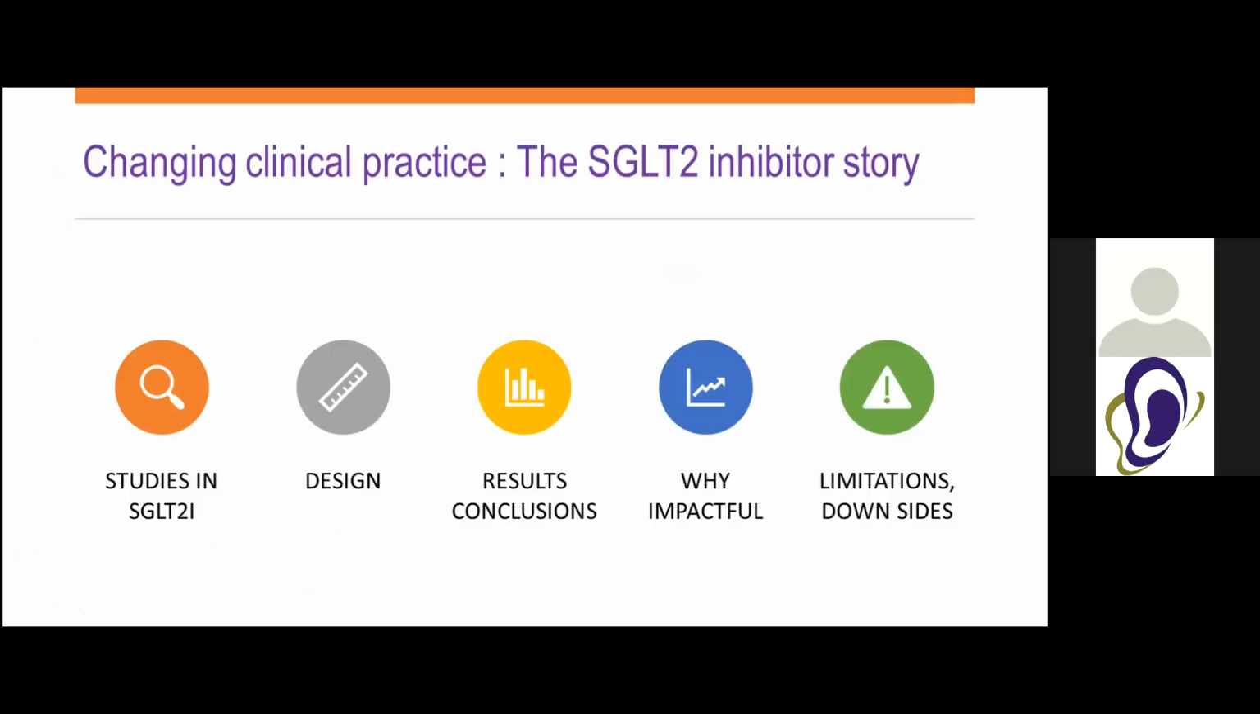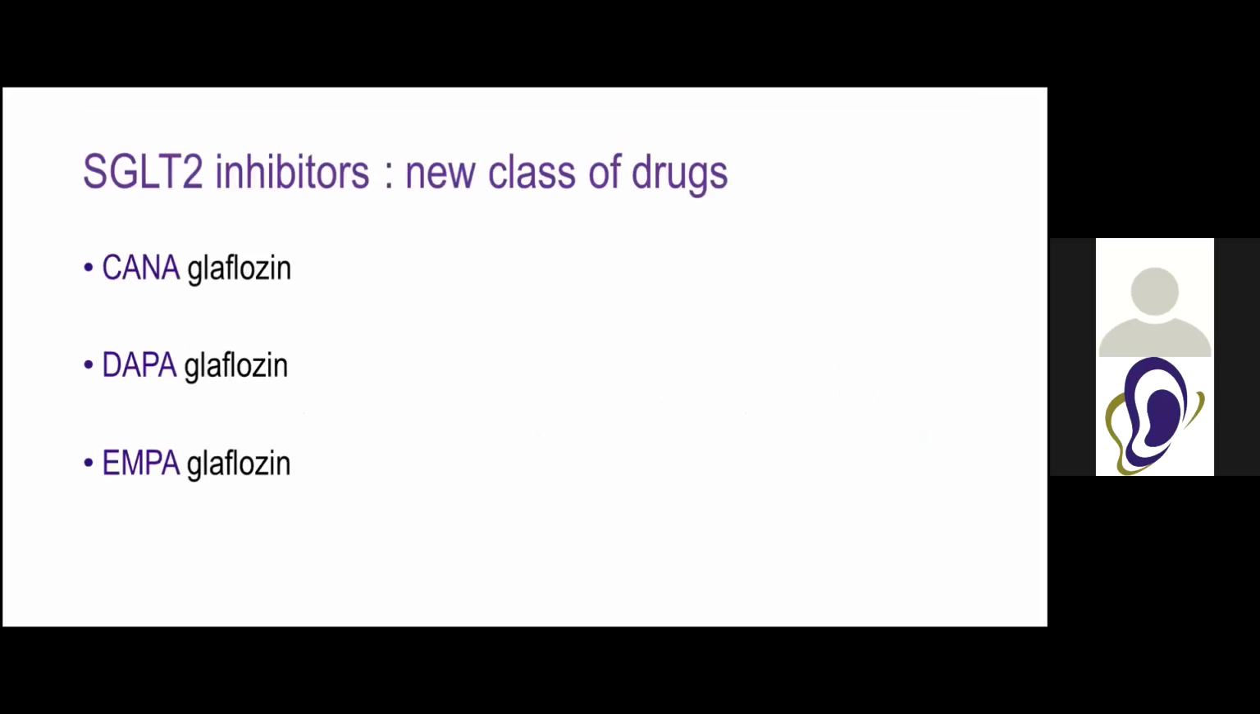So I want to talk about how we changed clinical practice and give you a little background on the SGLT-2 inhibitor story: the studies, the design, the results, why it's impactful, and some of the limitations, because nothing is perfect. I just want to make sure we're all on the same page. This is a new class of drugs, really around since about 2015 in the common world. They're the gliflozins: Cana, Dapa, and Empa. They have slightly different properties, but that's not the purpose of this talk.